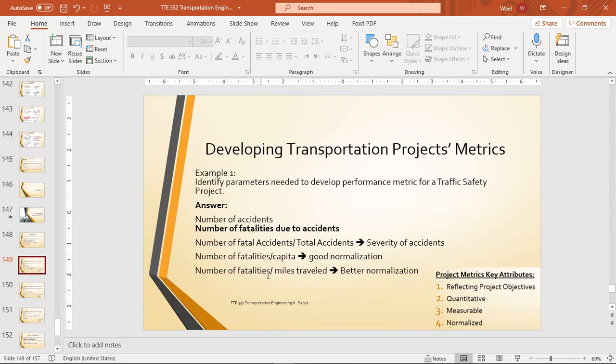Number of fatalities per mile traveled. That's even much better because it links the fatalities and accidents with the exposure to accidents. The more miles you travel, the more exposed the person is. So this is an even better indicator. Both of these are the internationally recognized indicators for traffic safety performance.